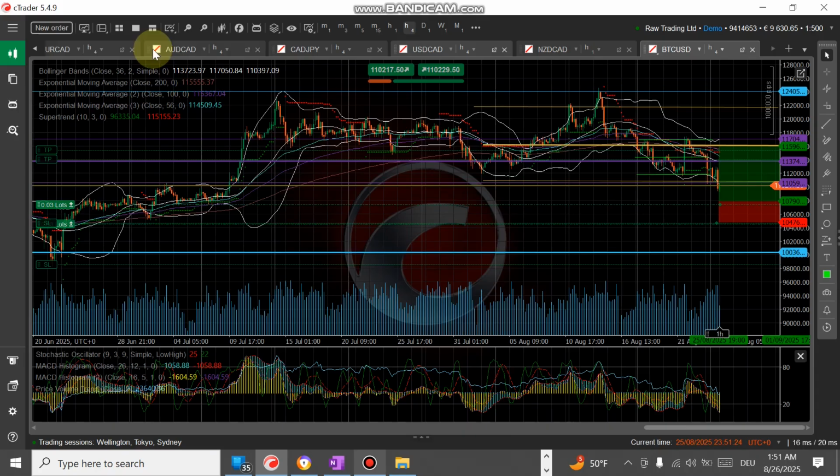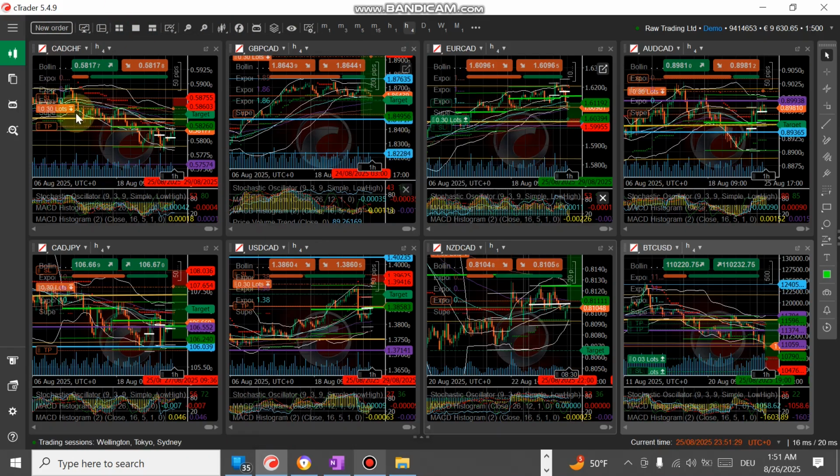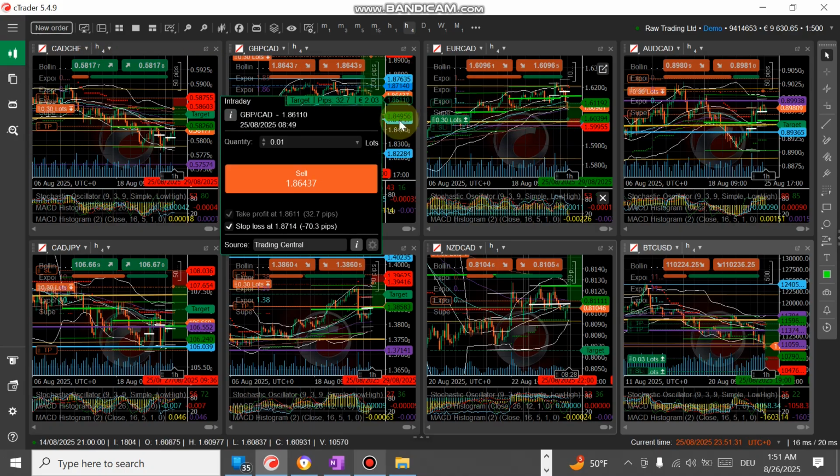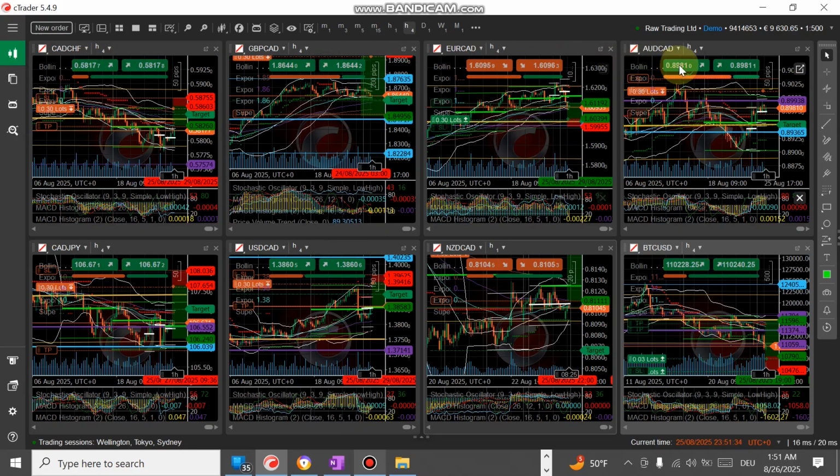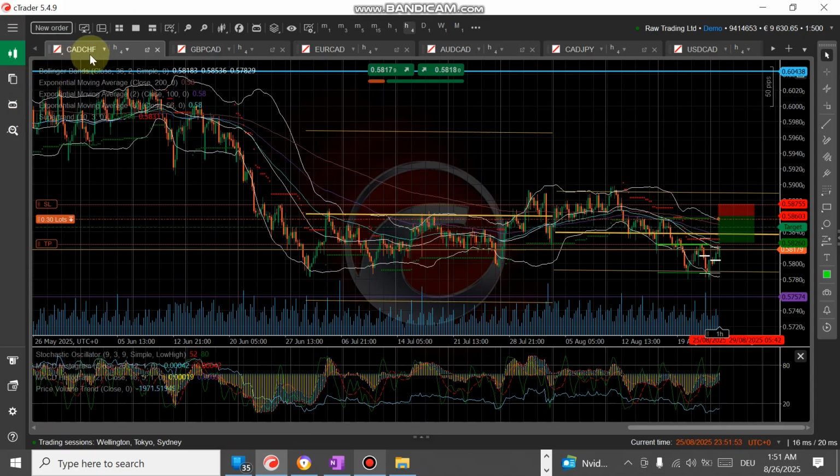That's Bitcoin. This is the across the board CAD 4-hour chart, and I put many sell and buy limits in. So this is the CAD pair, just to go through one by one.